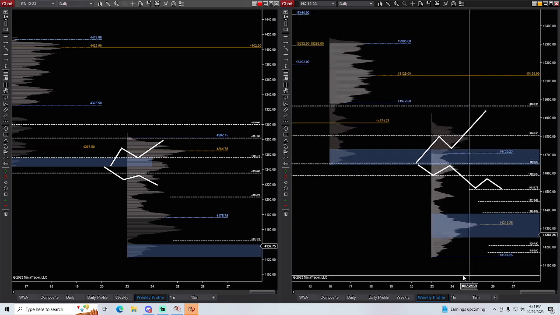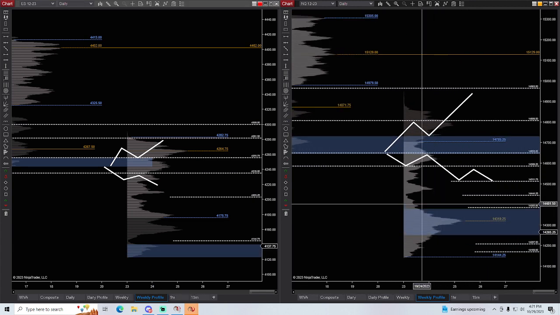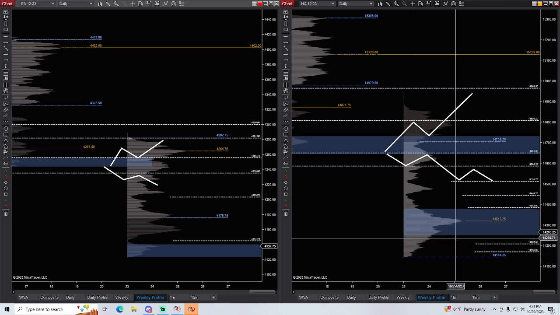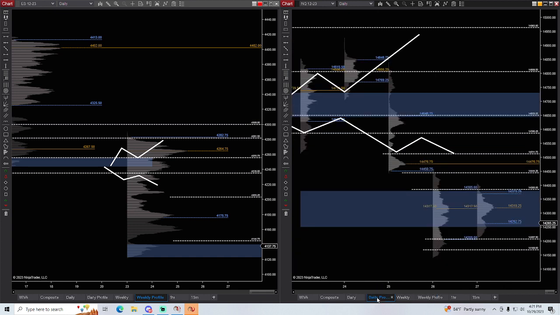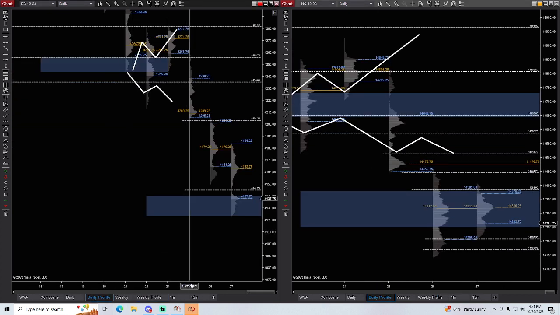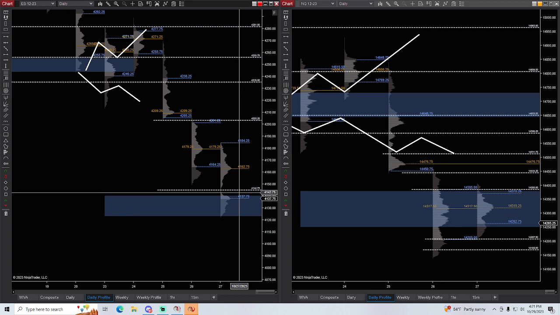Nasdaq is kind of similar. They have a little bit more of a Gaussian curve on it. So I'm looking at about that 14,250 to about 14,375 to 85 area. If we look at the daily profiles, you can see what Friday closed as on the S&P.